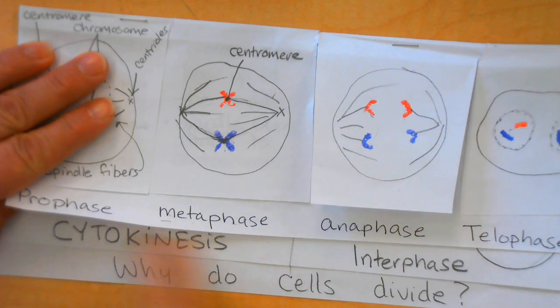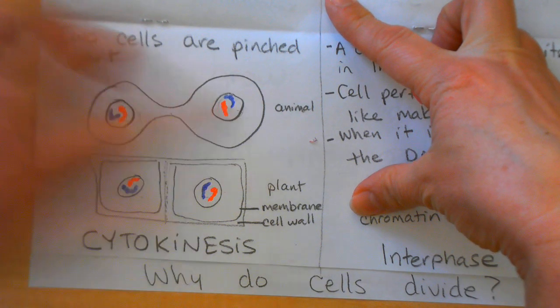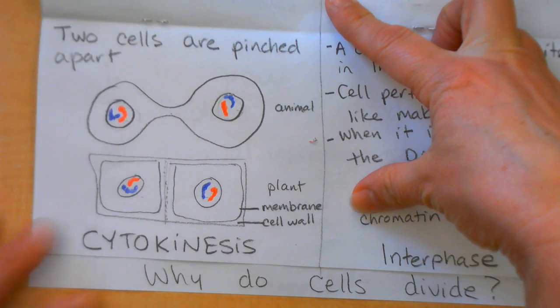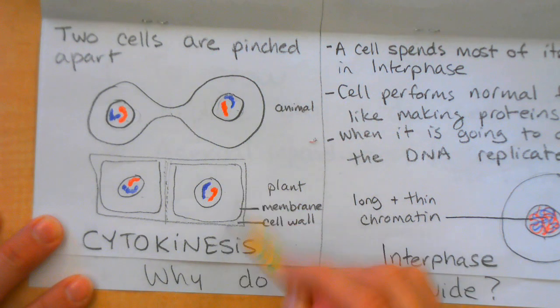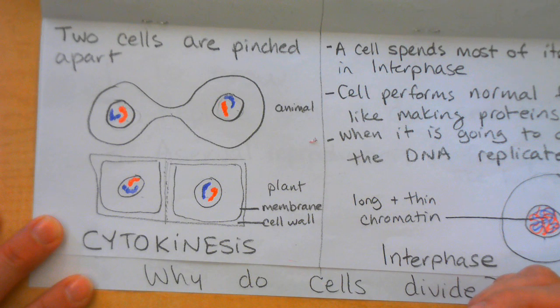Now we have cytokinesis. Cytokinesis is when the 2 new nuclei are pinched apart. Now in animal cells, they're pinched apart because they're more flexible, but in plant cells, they have this rigid cell wall around them, and so it has to build a new cell wall in between, so it's a little bit different.